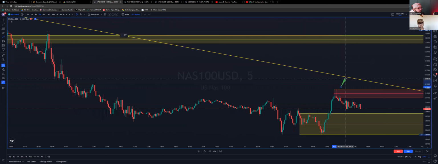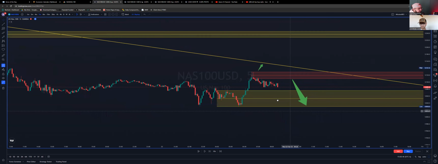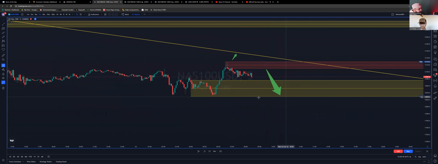If it comes up here, I'm going to take a sell. I'm going to take a buy, sorry. If it comes up, I'll take a buy there. Now, if price decides that it wants to reject this area, then I could potentially take a sell going down here, and then I'll see how price reacts to the bottom of this level.